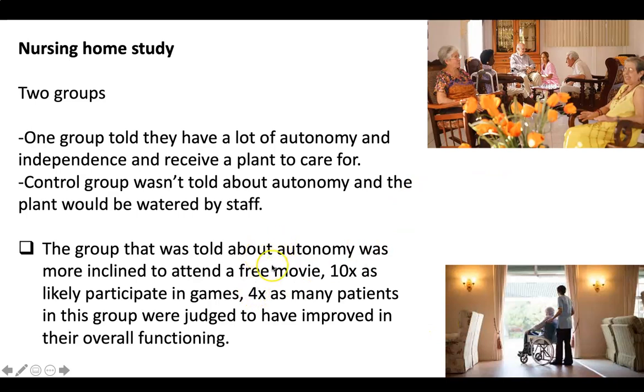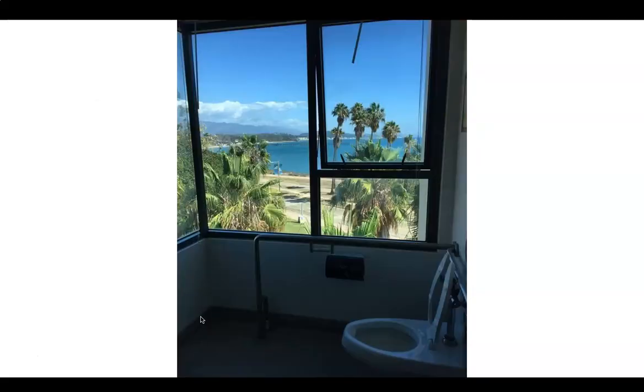Now, there's a key word that I forgot to include here, which was the plant. No, I'm sorry, I got that wrong. The one group wasn't told about autonomy. They were just told, this nursing home has a great movie theater, we have games every week, this sort of thing. But then they said, you don't want to have to worry about this plant or anything. Whereas the actual group they were studying were told about the autonomy and the plant. And you see, they performed much better. Other things we know that can improve your health and reduce stress: nature.